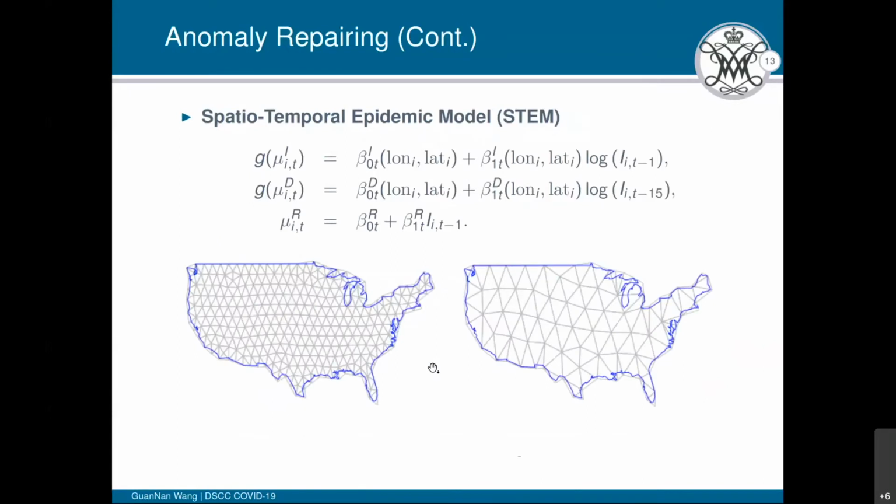Based on the idea of the SIR model, we also propose this discrete time spatial epidemic model, which combines the susceptible, infectious, and removed states together. We model the conditional mean values of the daily new positive cases, fatal cases, and recovery cases via a link function like this. We use the bivariate spline over triangulations to approximate the spatially varying coefficient functions beta zero and beta one. To get these triangulations, we can use multiple software packages such as the MATLAB DistMesh or the R package Triangulation. Here we only give you some examples.